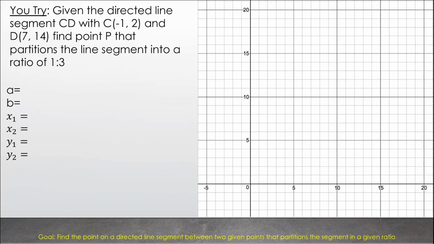Alright, I want you to try now. So pause the video and give this one a whirl. Given the directed line segment CD, with C being -1, 2, and D being 7, 14, find the point P that partitions the line segment into a ratio of 1 to 3. Okay, so I'm going to start with graphing this. -1, 2. We have 7, 14. There's C. There's D.